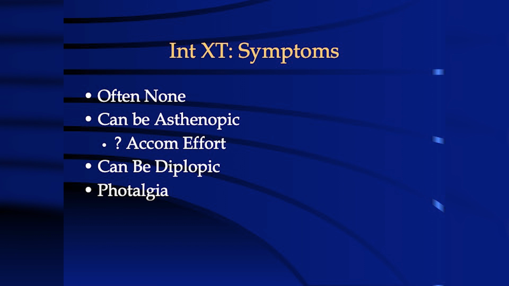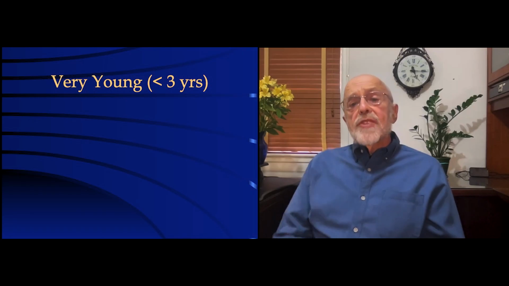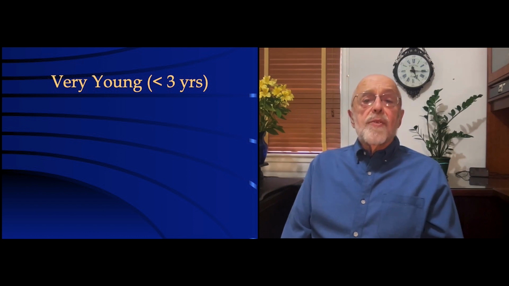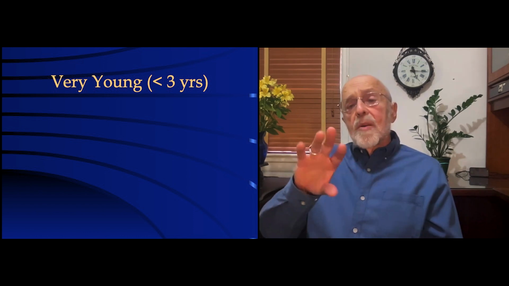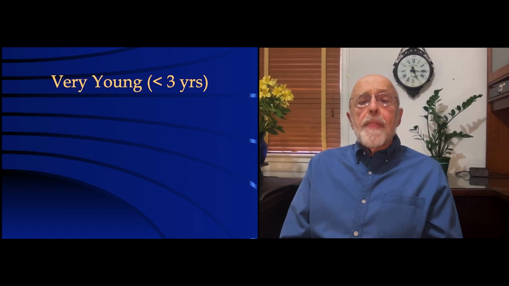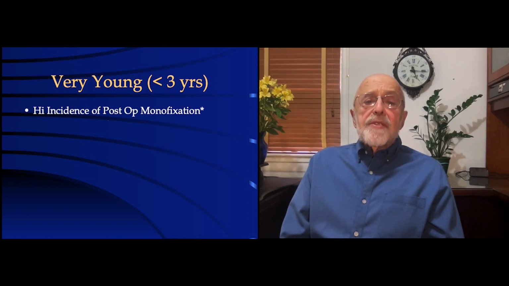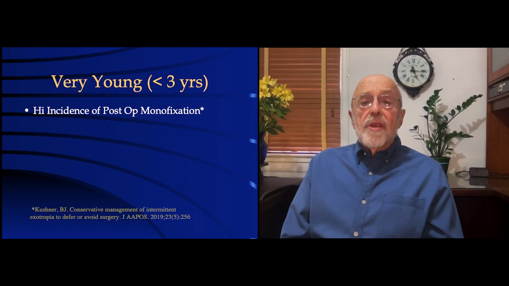The old literature used to say they closed an eye to avoid diplopia. We know that's not the case because many of them continue to do that even after successful surgical alignment. Now, when a patient presents with an intermittent exotropia at a very young age, approximately under 3 years of age, it's been reported that there's a high incidence of postoperative monofixation if surgery is done under 3 years of age.